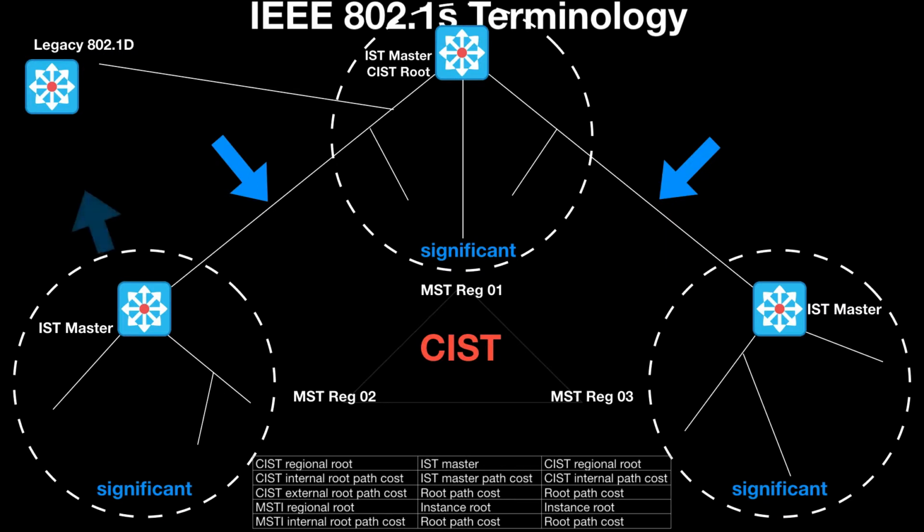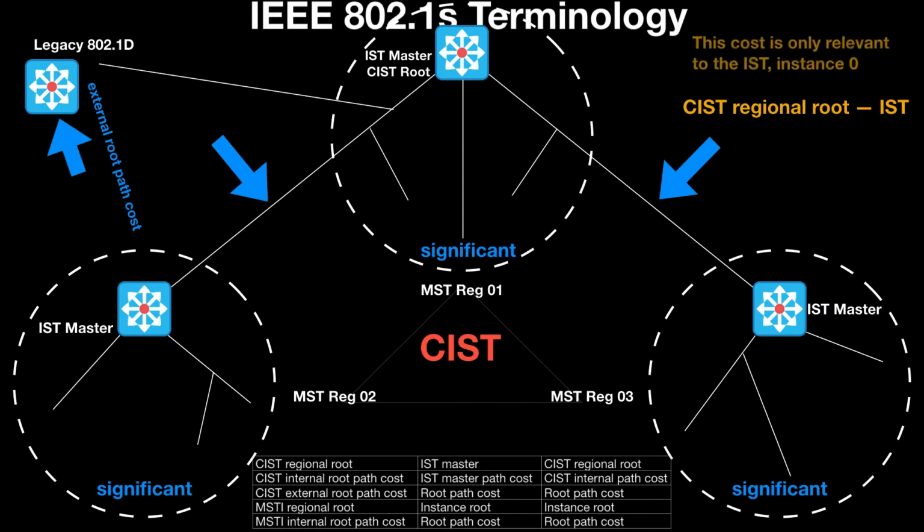The CIST root is the root device for the unique instance that spans the whole network. The CIST external root path cost is the cost to the CIST root. This cost is left unchanged within an MST region. Remember that an MST region looks like a single device for the CIST. The CIST external root path cost is the root path cost calculated between these virtual devices and devices that do not belong to any region.